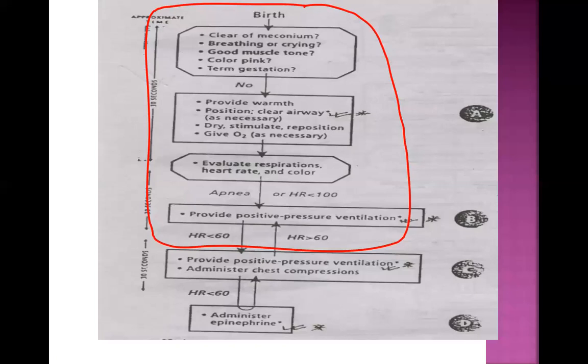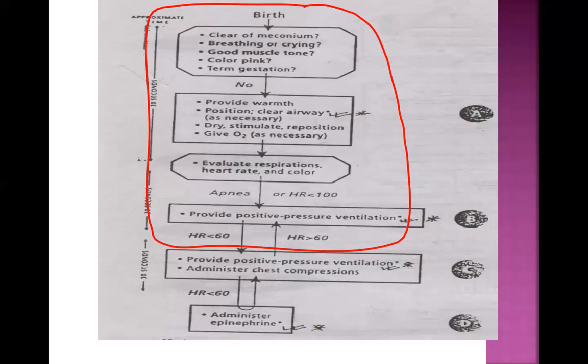Okay, now see here. So what are the main steps of resuscitation? This is a bit of revision again. At the time of birth, just clear the meconium if it is present. Just check whether the baby is breathing well or not. If the baby is crying, that means the baby is already breathing well. Check if the baby has good muscle tone or not, if the color is pink or not, and if it's a term gestation or not. All these points are covered by the Apgar score.